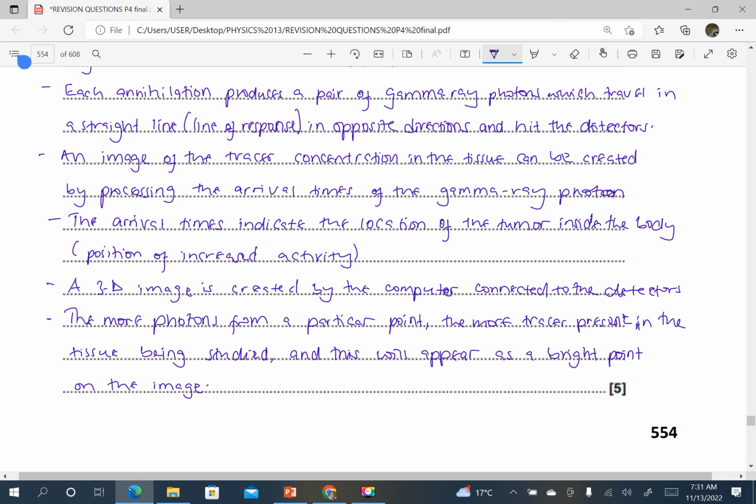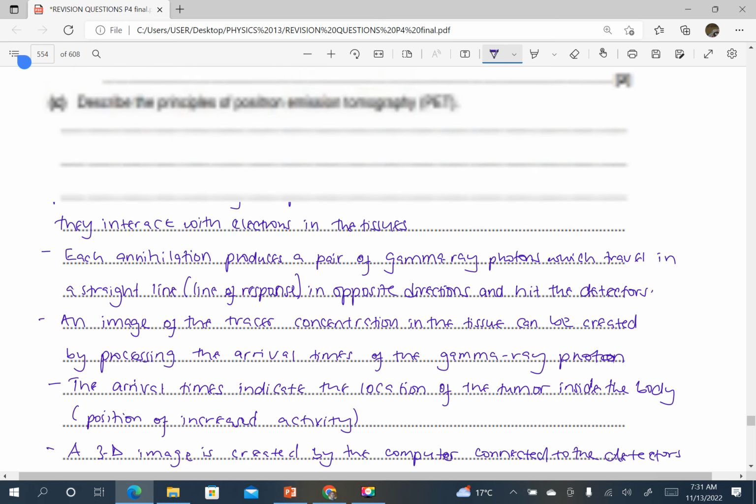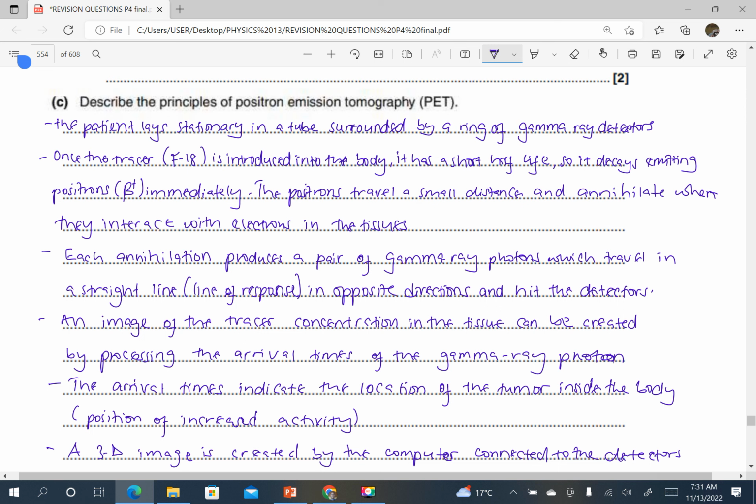Okay, so that is the PET scan. It is a long description, but it's easy if you master the basics. The basics are actually the same.